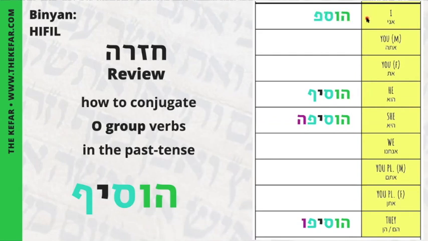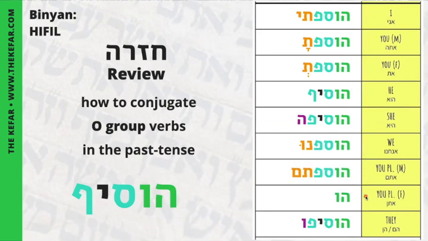So ani hosafti, as opposed to hosif. Ata hosafta, at hosaft. Anachnu hosafnu, atem hosaftem, and aten hosaften. Okay, so hosafti, hosafta, hosaft, hosif, hosifa, hosafnu, hosaftem, hosaften, and hosifu. Okay, so this is our conjugation pattern for the O group of Hifil verbs.